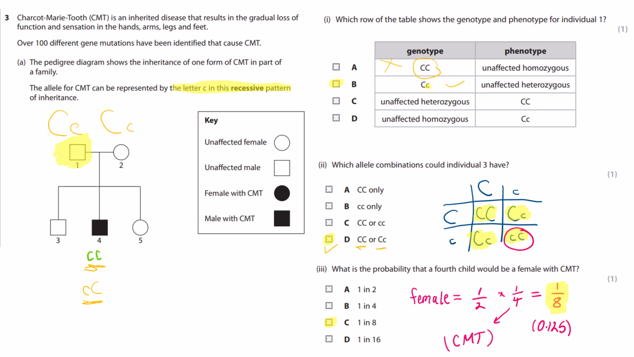So we're just going to write female 1 over 2 and then times the chance of getting CMT, which is going to be 1 over 4 as we found out from our Punnett square. So 1 over 2 times 1 over 4 is going to give us 1 over 8, because 1 times 1 is 1, 2 times 4 is 8. It can also give you 0.125, and on your calculator there's a specific button that you click on. It starts with S, I believe. It will give it to you as a fraction. So it's going to be 1 in 8.